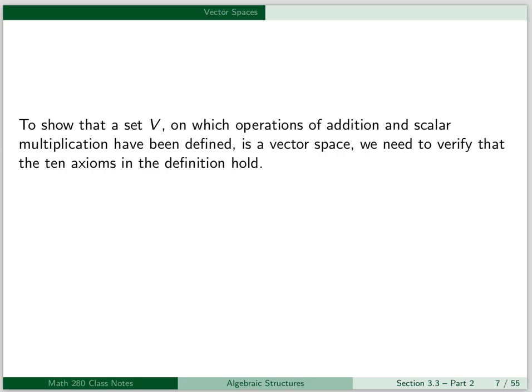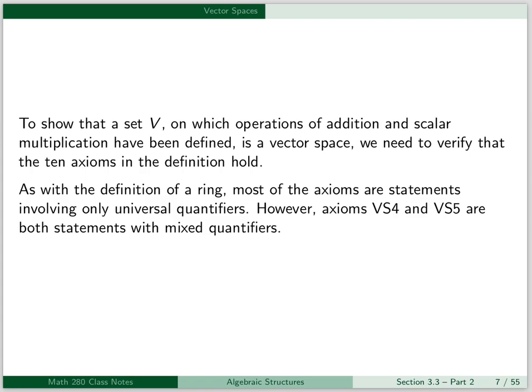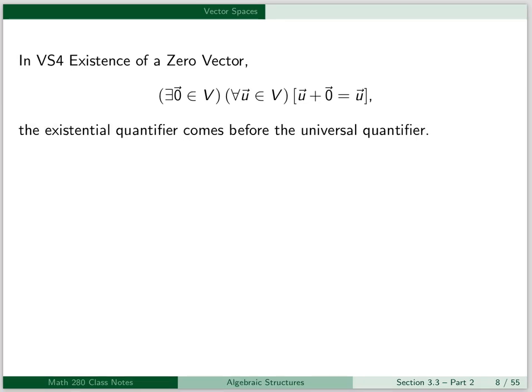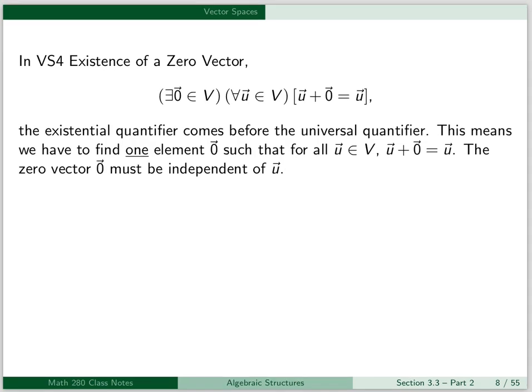To show that a set V on which operations of addition and scalar multiplication have been defined is a vector space, we need to verify that the 10 axioms in the definition hold. As with the definition of a ring, most of the axioms are statements involving only universal quantifiers. However, axioms VS4 and VS5 are both statements with mixed quantifiers. In VS4, existence of a zero vector, the existential quantifier comes before the universal quantifier. This means we have to find one element 0 such that for all u in V, u plus 0 equals u. The zero vector must be independent of u.